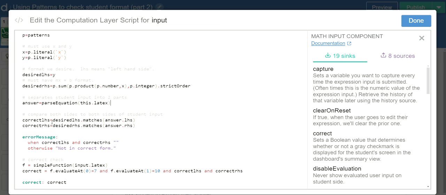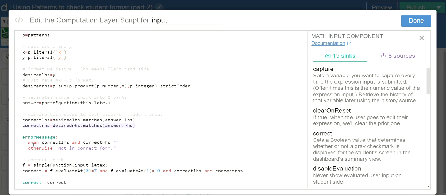And then what I want to do is compare again, like I did in the previous video. I want to have a correct left-hand side be equal to the desired left-hand side as long as it matches the left-hand side of my parsed answer. Now, I know that seems a little confusing, but we're just tying together these different pieces. I also want a correct right-hand side that's equal to the desired right-hand side when it matches the parsed answer's right-hand side. So this is kind of an extension forward from what we did in the previous video.